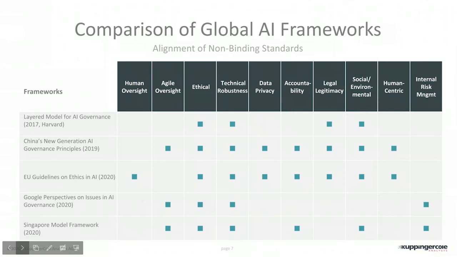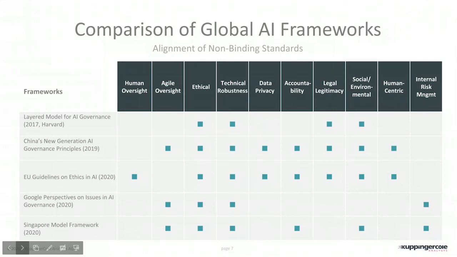Then to touch briefly on what is coming out of the private sector, Google published its perspectives on the issues in AI governance, calling for actions on particular topics so that AI governance can be better carried out. And these perspectives focus pretty narrowly on technical robustness and mitigating the internal risk of the corporation. And then to close out this high-level comparison, take a look at the Singaporean Model AI Governance Framework.